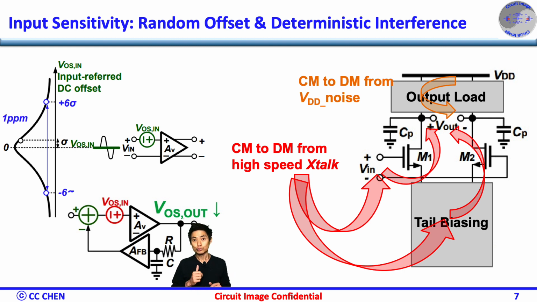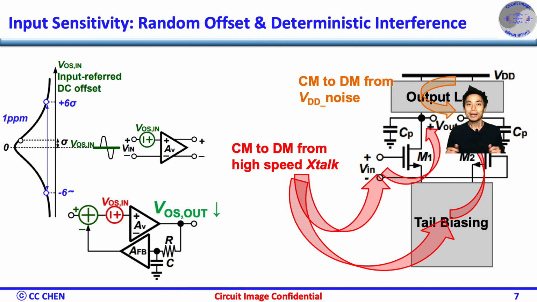But if we do, then we can reduce the offset as small as possible, and we could even ignore the residual offset to be roughly less than 1 mV. On the other hand, we may encounter the conversion from the common mode noise interference or crosstalk to the differential mode noise from the supply noise or high-speed signal coupling to the input, which are all called deterministic interference, since this coupling effect will be layout dependent in a deterministic way.